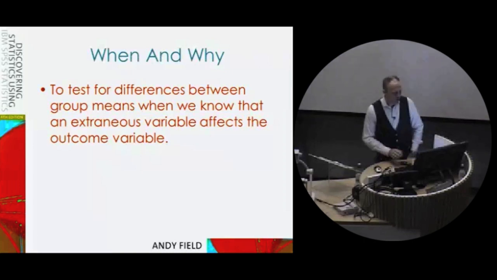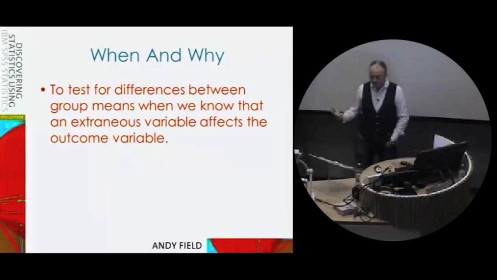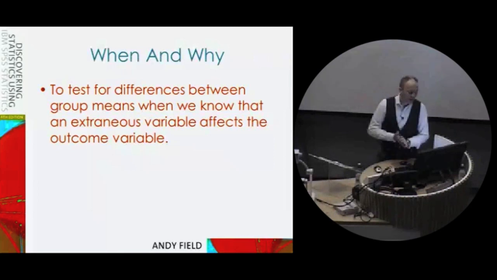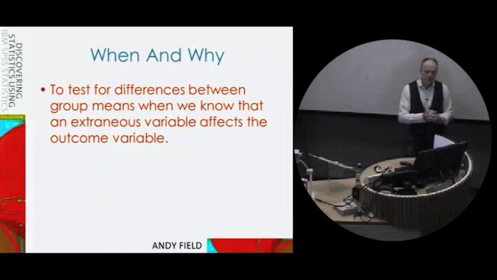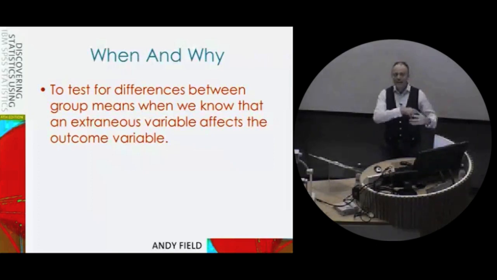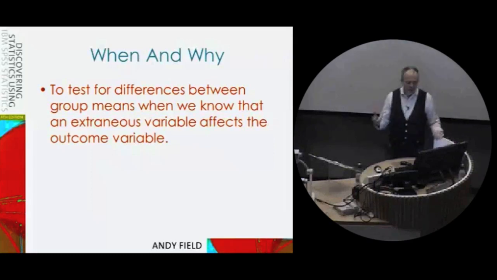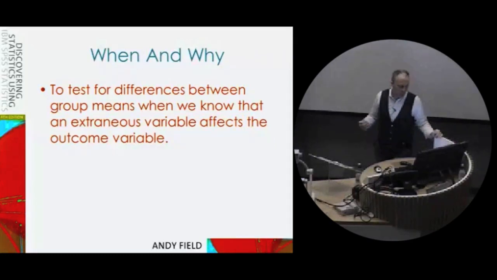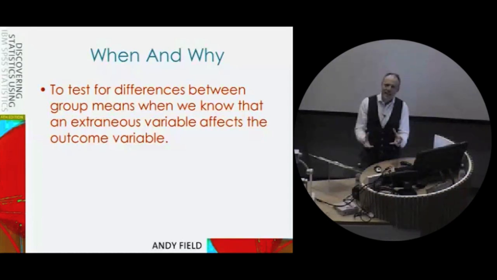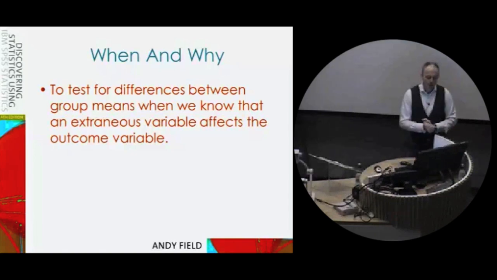So when and why would you use an ANCOVA? Well, we've seen in the last couple of weeks that you use analysis of variance, or that variant of the linear model, to test for differences between means. So when you've got lots of different groups and you want to know whether their means are different, you would apply an ANOVA. Now an ANCOVA is a very similar technique. It's basically the same, except you're factoring in some other variable that is also going to influence your outcome.